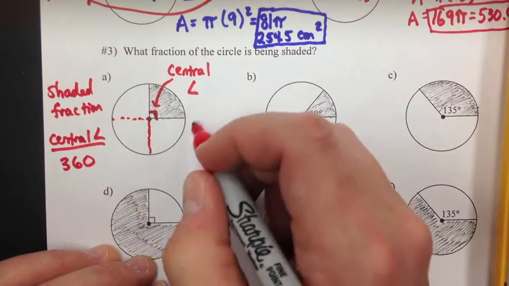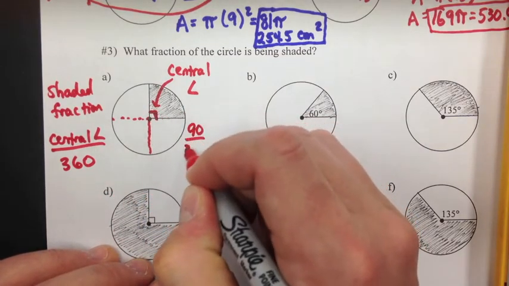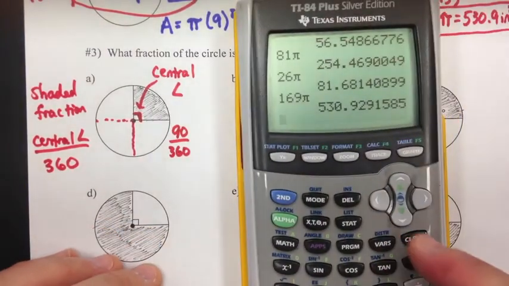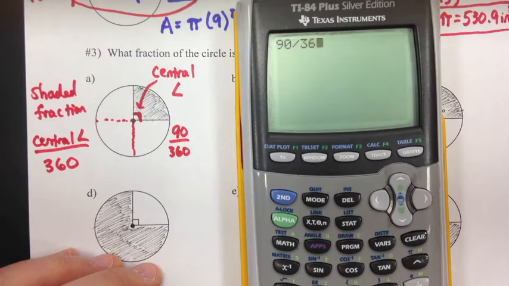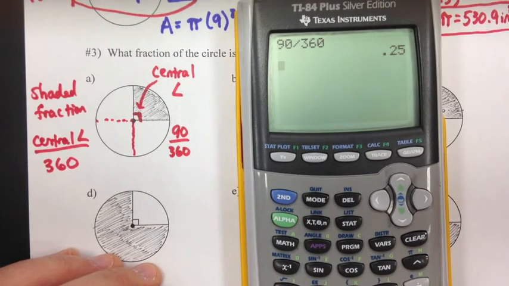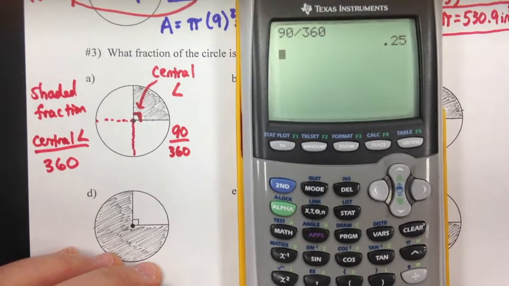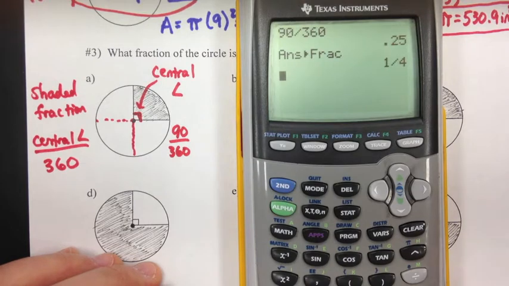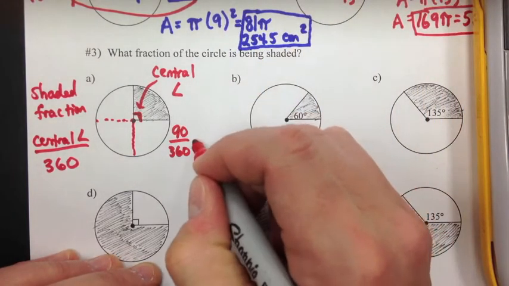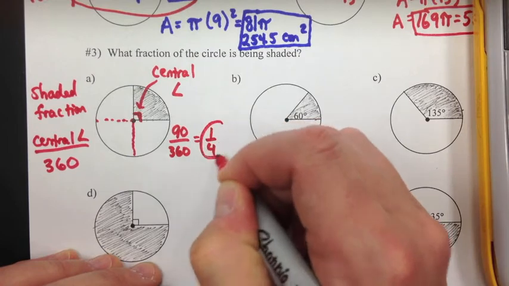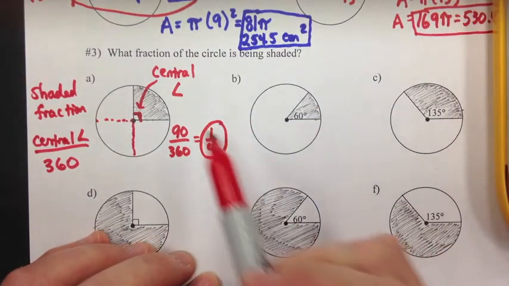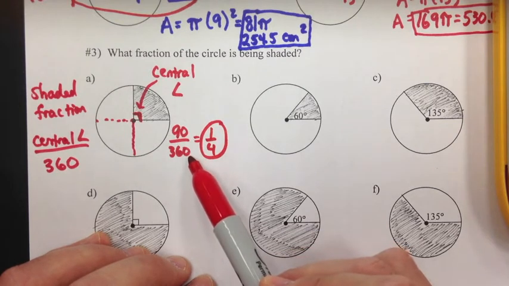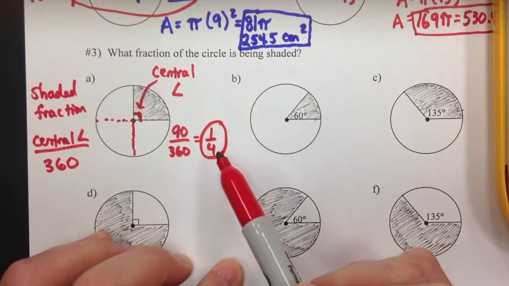So for example, in part A, this is 90, divide by 360, and then we just reduce the fraction. Now if I do 90 divided by 360, I get 0.25. But I can change that back to a fraction. I can go Math, and then number 1 is Frac, enter, enter, and I get 1/4. So there's my 1/4 when I reduce it. Some of these you might be able to eyeball, but most of them I would just take the central angle measure, divide by 360, and that's the fraction being shaded.